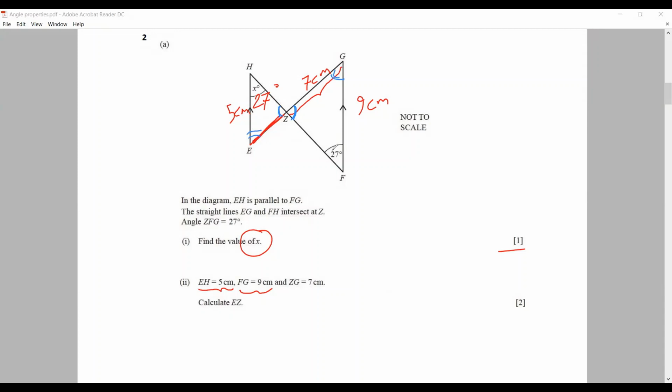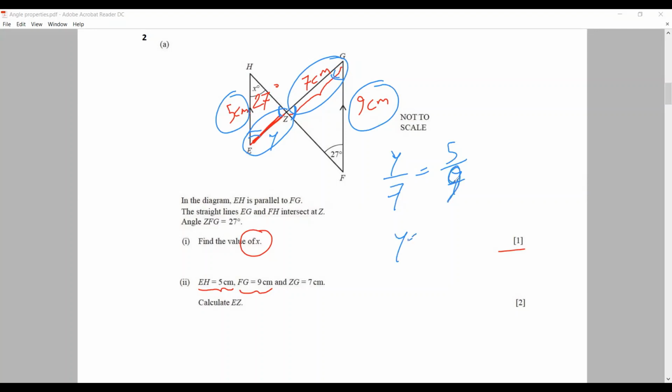If they're similar, there is a proportionality or ratio between their corresponding sides. The corresponding side for EZ is actually ZG, right? Let me call that Y. So Y over 7 should be equal to 5 over 9, right? That's the ratio you need to form. And if you do that, we get 3.9. You can round it to 1 dp. So it wasn't really difficult. All you had to do was just form this ratio. Moving on to the next question.